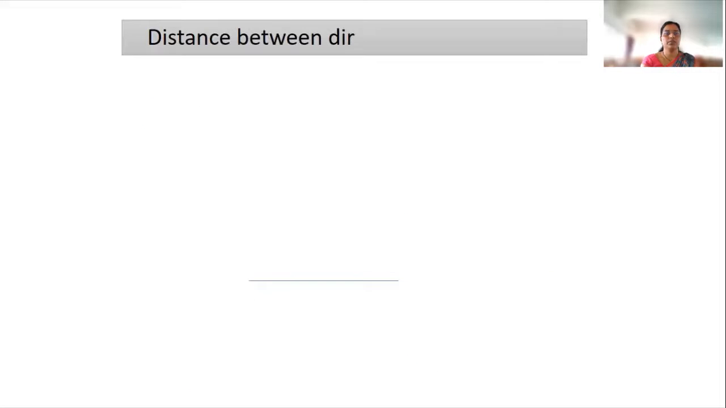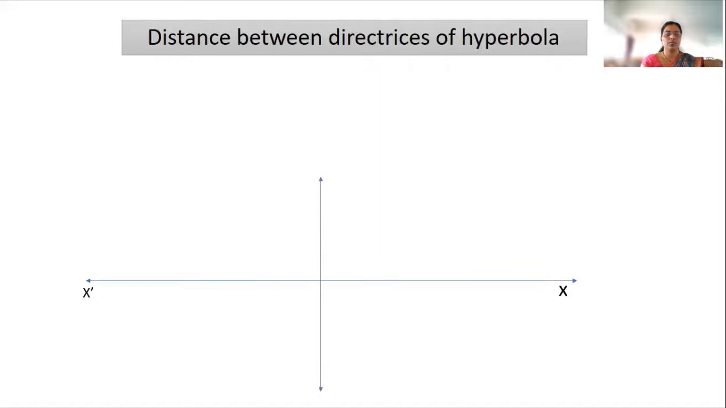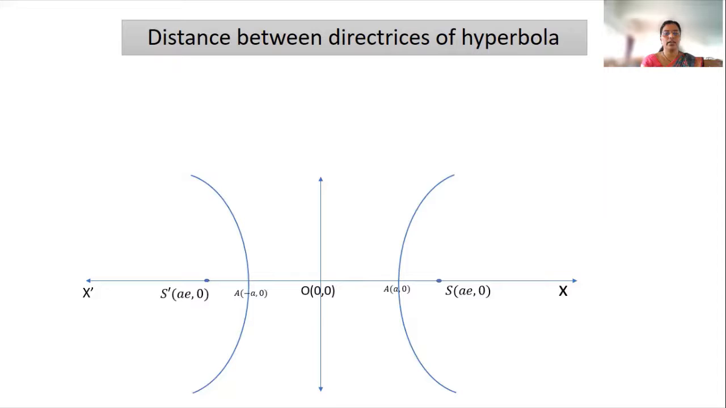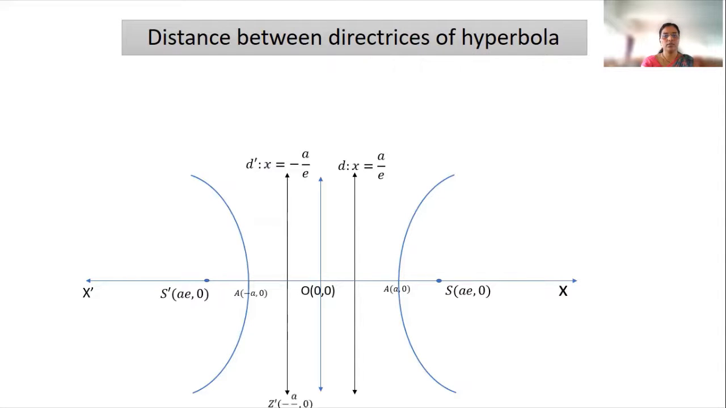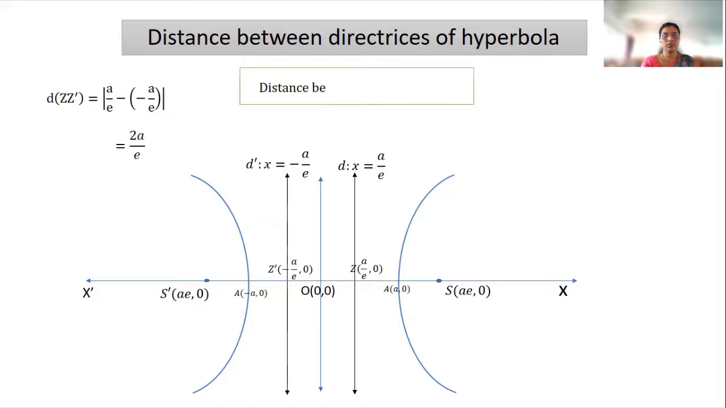Now, the distance between the directrices of the hyperbola. Consider a hyperbola with foci S and S dash and directrices D: x is equal to a upon e, and D dash: x is equal to minus a upon e. Then Z Z dash is the distance between the directrices, and this is 2a upon e. Therefore, the distance between the directrices is 2a upon e.